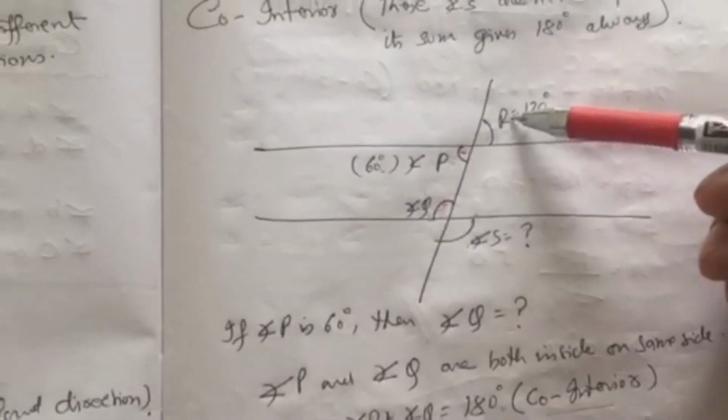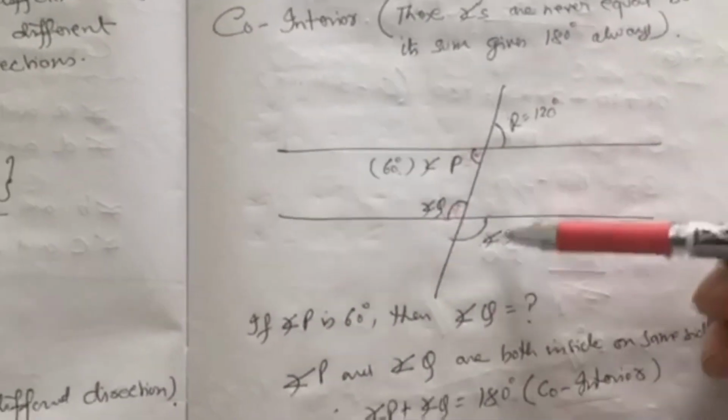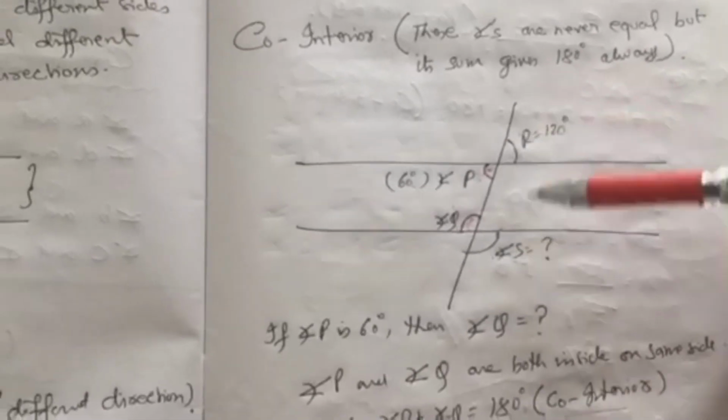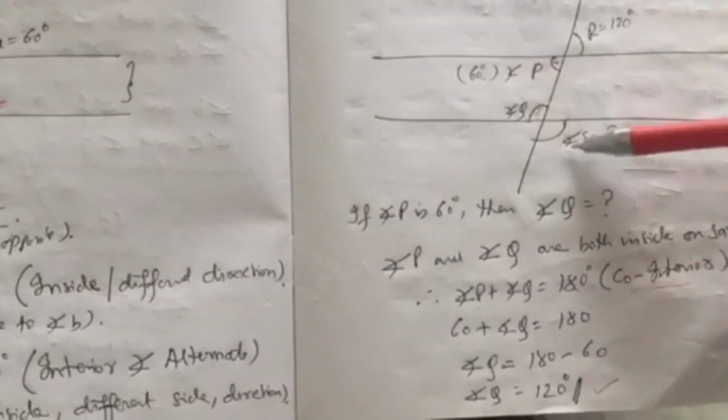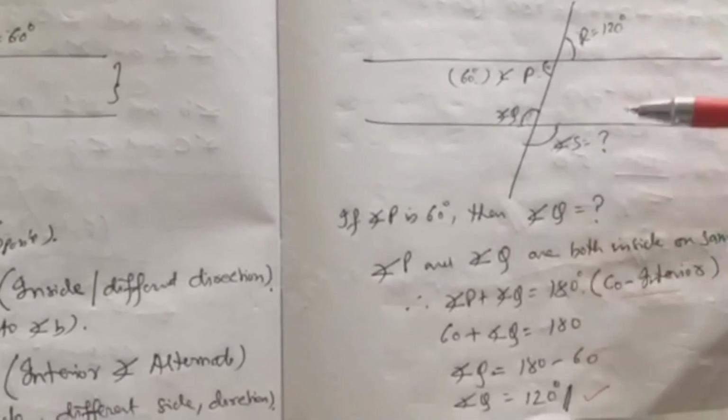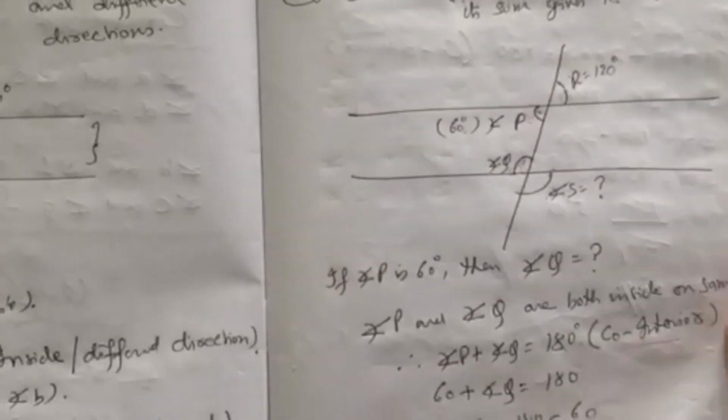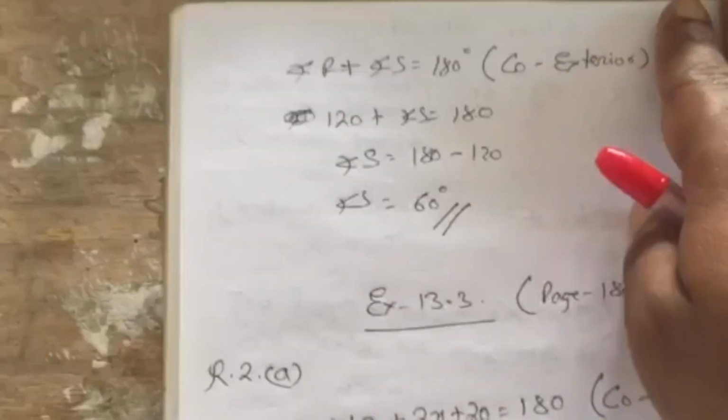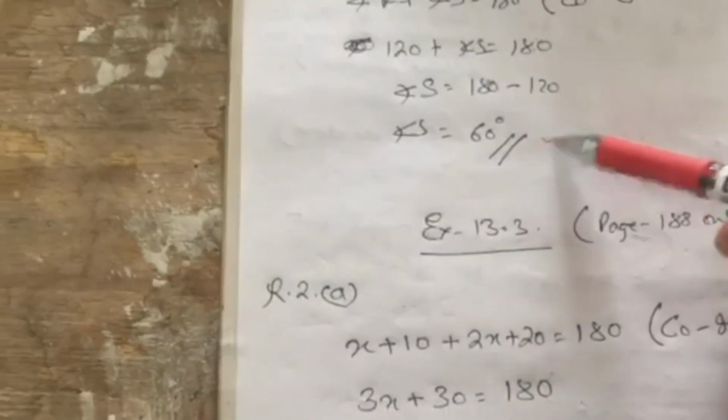Similarly, co-exterior is also the same. The co-exterior angles are R and S. From the same diagram you can see here is an angle called R and here is an angle called S. You see they are neither corresponding, neither alternate, nor vertically opposite. So what happens when they don't fall in these categories? You take the sum of these two angles and it will always be 180 because they are on the same side. So if you do this, the other angle is 60 degrees. So with this I have finished co-interior and co-exterior.